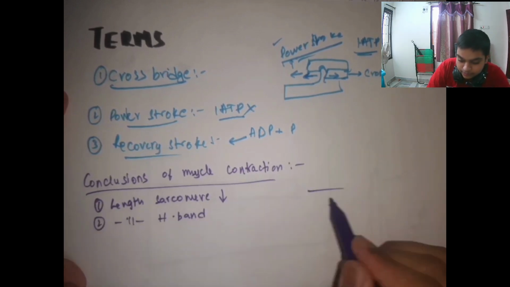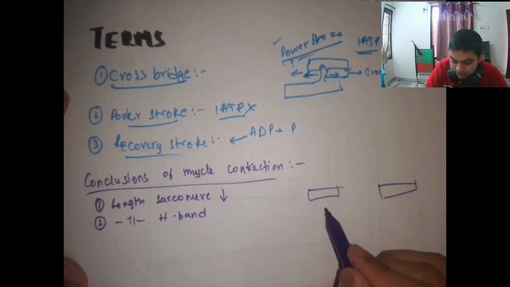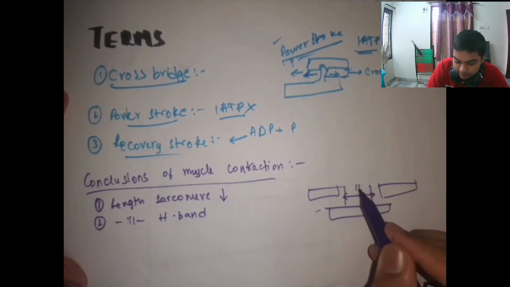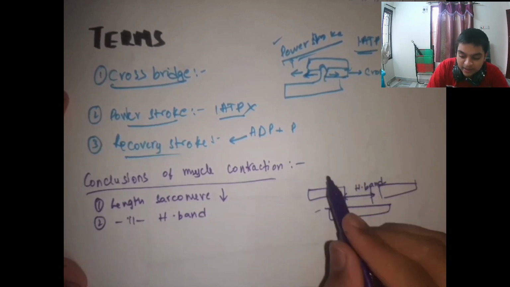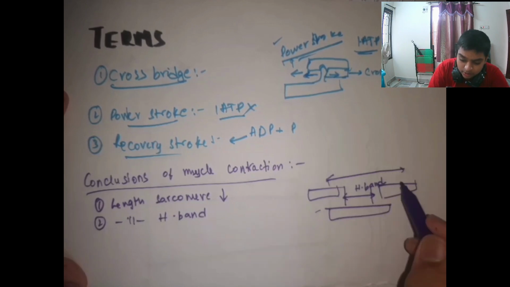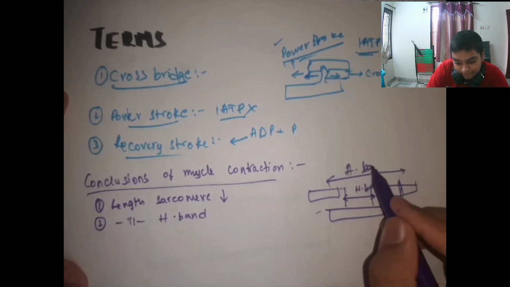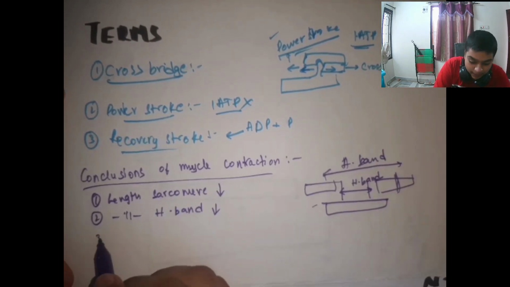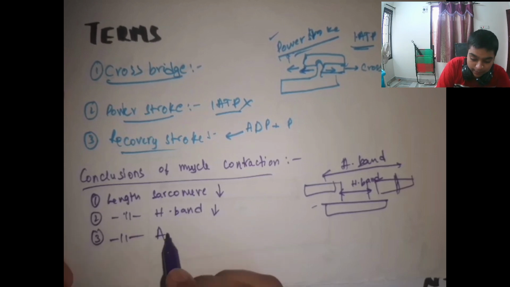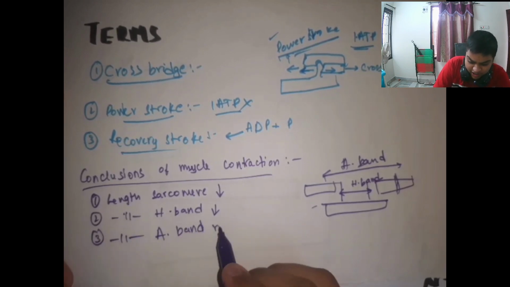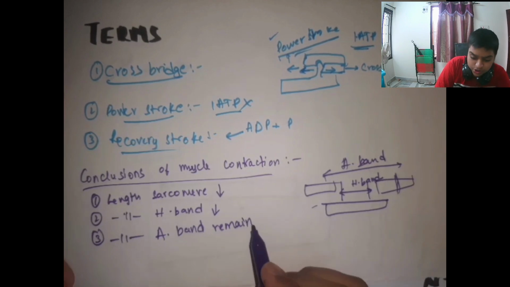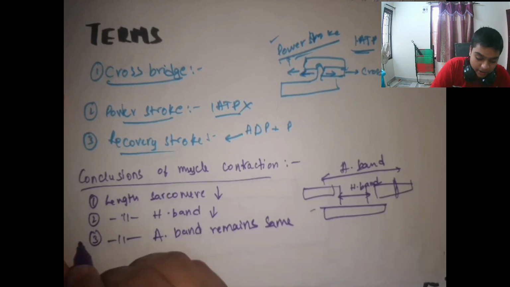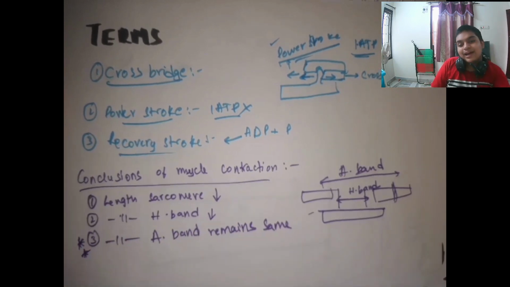Only myosin, no actin. This is H band. What is the full length of myosin, which includes a part of actin also? A band. H band length also decreases, but length of A band remains same. This is a very, very important conclusion. Put 100 stars. A band remains same.